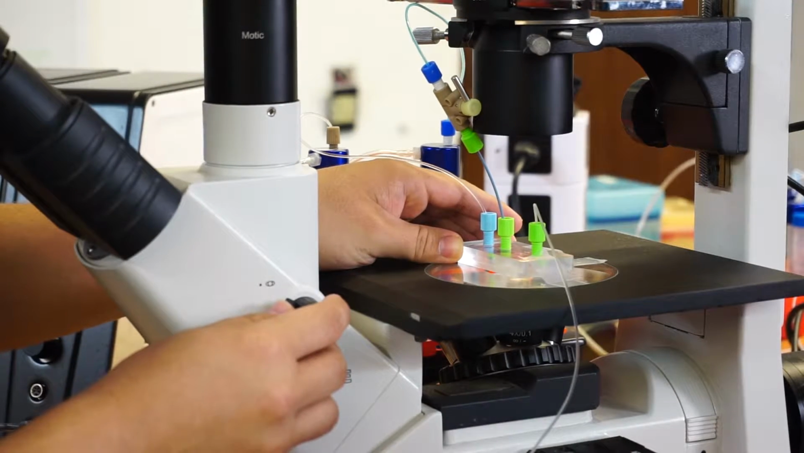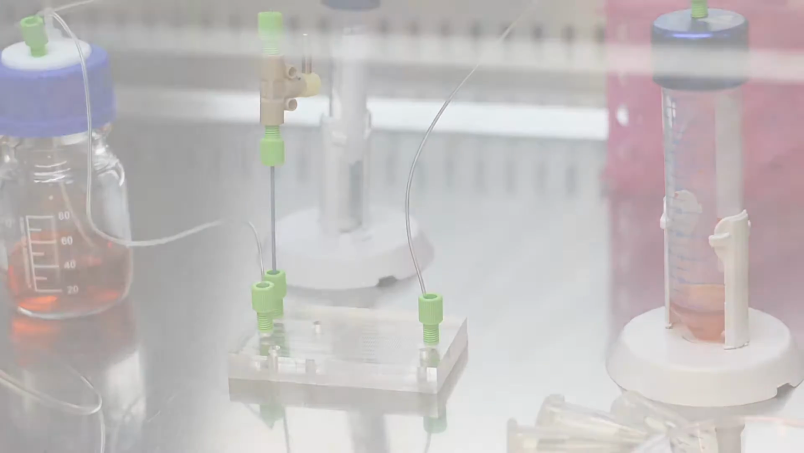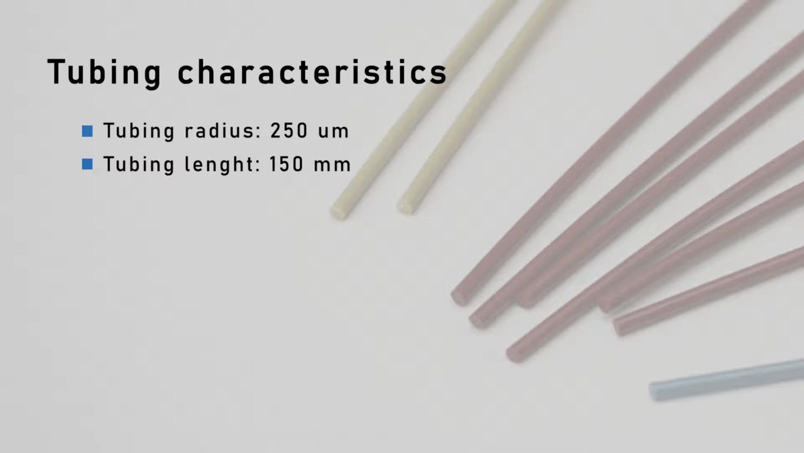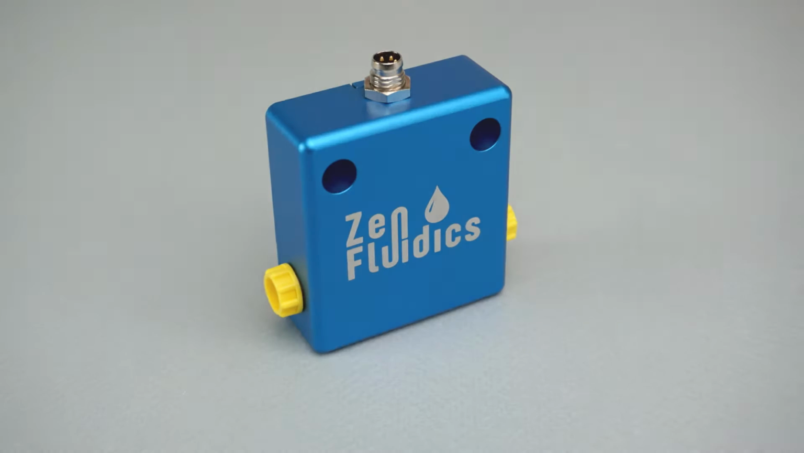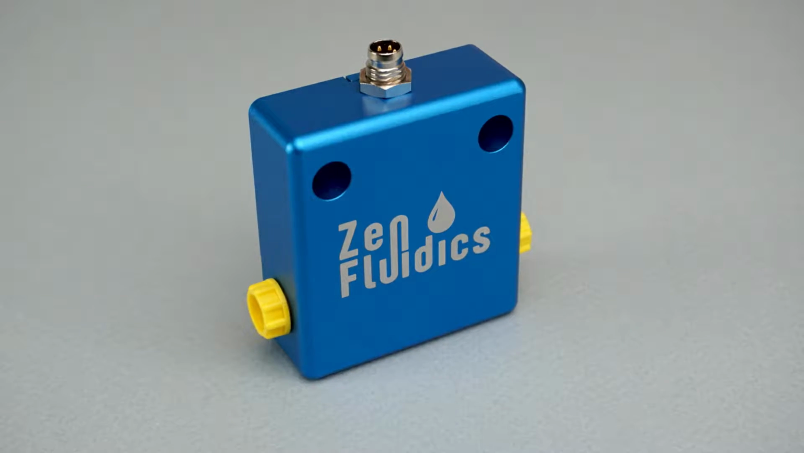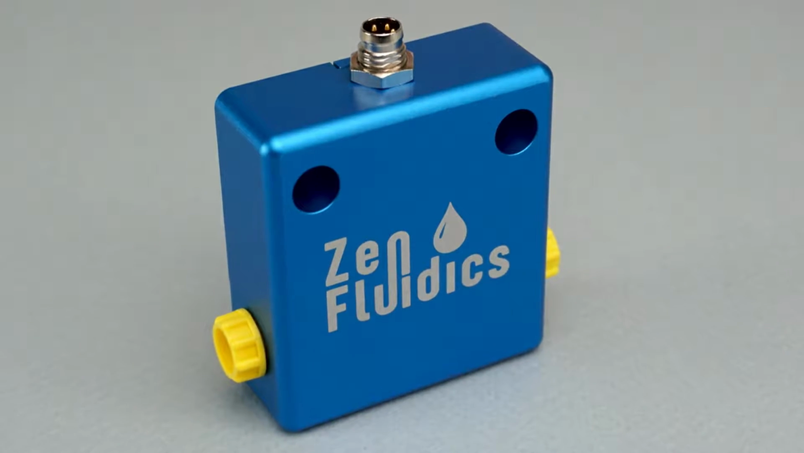Let's do an example to calculate hydraulic resistance. In this exercise, we have a circular tube of 250 micrometers in internal diameter and 150 millimeters in length. We wish to achieve the following conditions: constant flow at 2000 microliters per minute, a 15 microliter per minute step control, and a maximum of 2500 microliters per minute. For this case, we will use a sensor with an upper and lower limit of 5000 microliters per minute to cover the range that we will be working with.